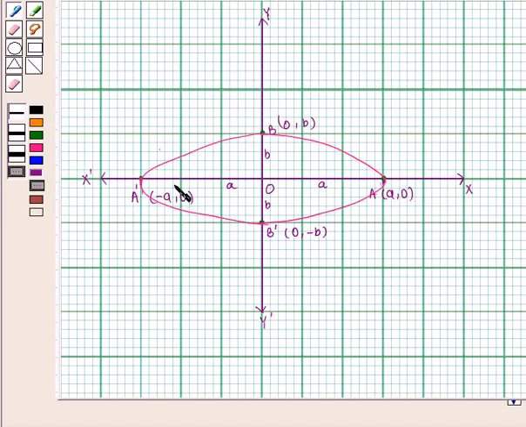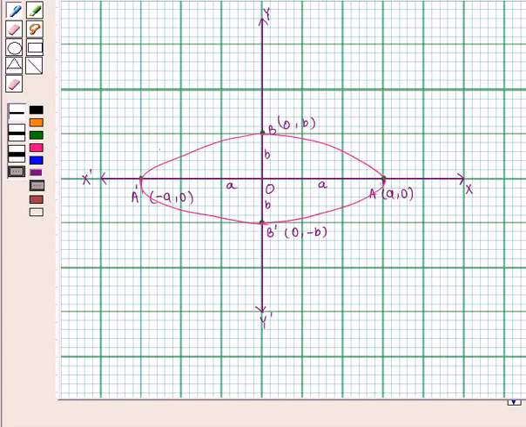Here we can see that the curve is symmetrical about x-axis and y-axis. There is no part of the curve lying above the point B with the coordinates 0, b or below the point B dash with the coordinates 0, minus b. Also, no part of the curve lies to the right of point A with coordinates a, 0 and to the left of A dash with coordinates minus a, 0.